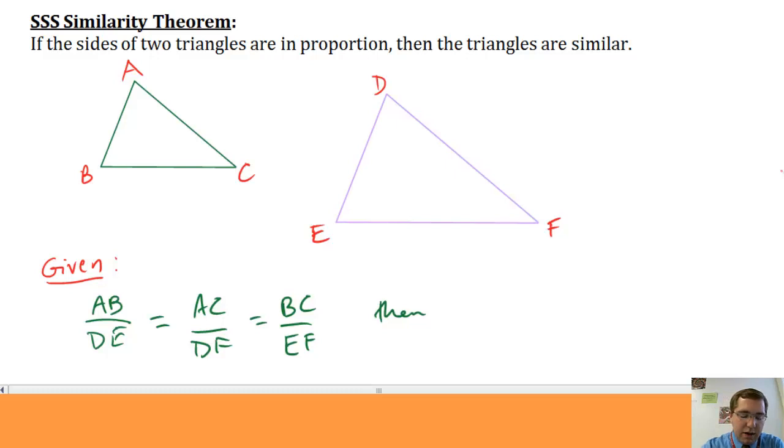So if we're given that AB over DE equals AC over DF, which equals BC over EF, all 3 pairs of corresponding sides have the same fraction, the same ratio, then they are all in proportion. So this theorem tells us then triangle ABC is similar to triangle DEF by the side-side-side similarity theorem.